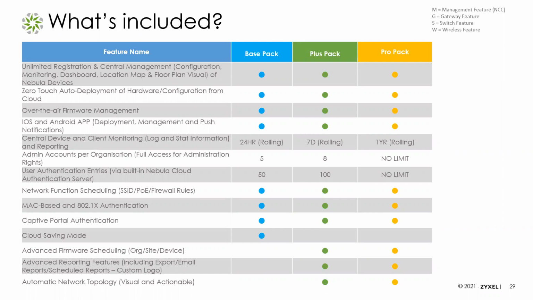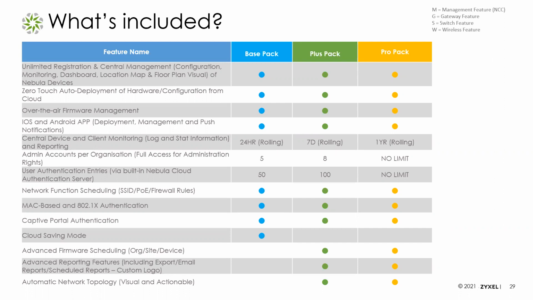Now we'll talk about some features that are exclusive and do require that you have one of these 2 optional licenses. The first one is advanced firmware scheduling. This allows you to create different rules for when the firmware updates are done based on the type of device, or allows you to set up rules for each individual device independently.